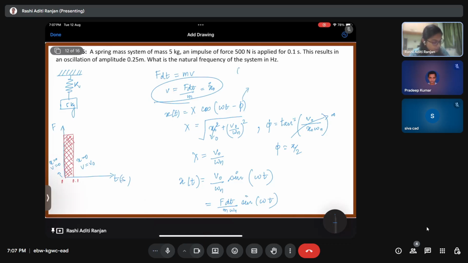This is the general solution for an undamped spring mass system. Okay, this is the amplitude and this is the phase angle. Okay.